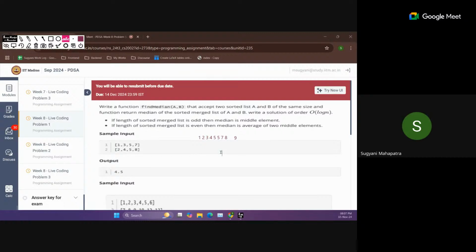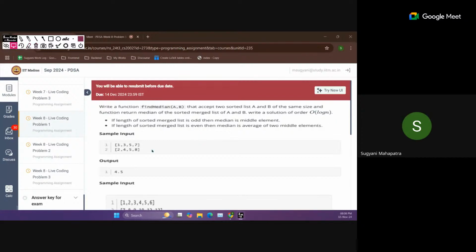Now, what I told you is you just have to apply the merge operation, compute the length of the list divided by 2, and you get the median, right? So what is the running time complexity of this algorithm? O of n. But the problem asks you to solve it in order of log n. That is the trick here. Now the question is how do you do this in order of log n?